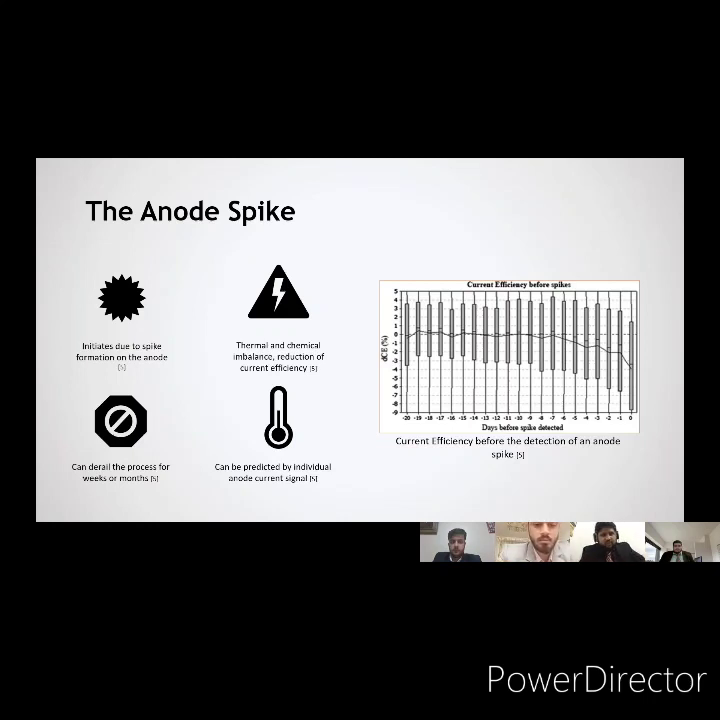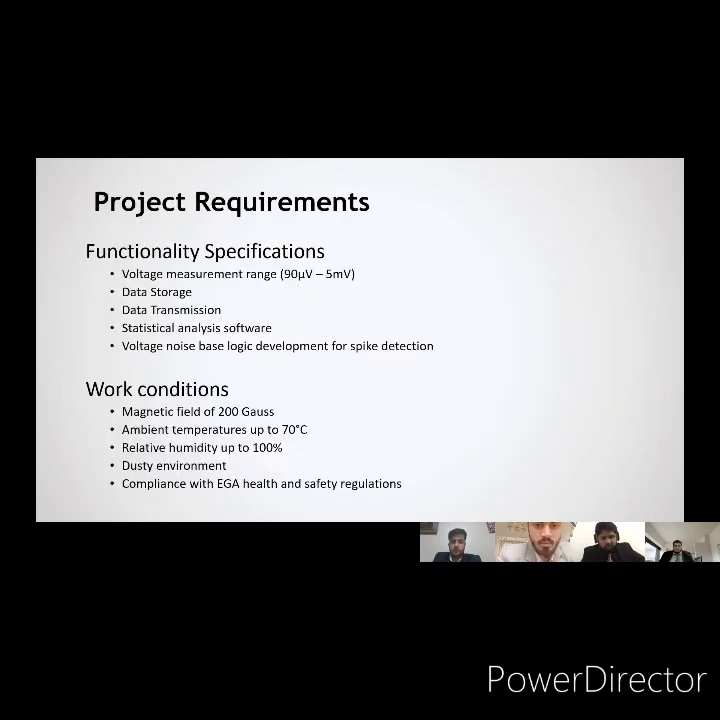Okay, so we have the following functionality specifications for the project. We have a very low voltage measurement range of 90 microvolts to 5 millivolts. The system needs to be able to store data and transmit it as well. It needs to be able to perform statistical analysis, and it needs to have a system for detecting the formation of spikes on the anode. The working conditions are also quite challenging. It needs to work in a high magnetic field, high temperature, and high level of humidity. The dusty environment is added as a bonus, and we need to also have a system which complies with the EGA health and safety regulations.